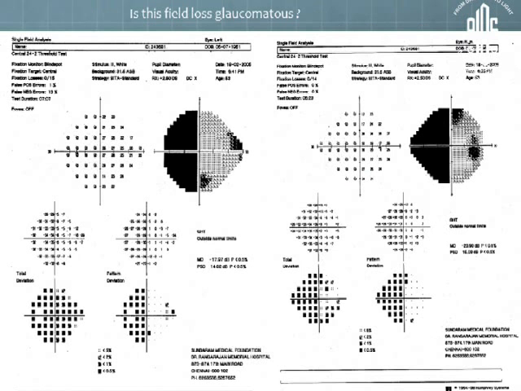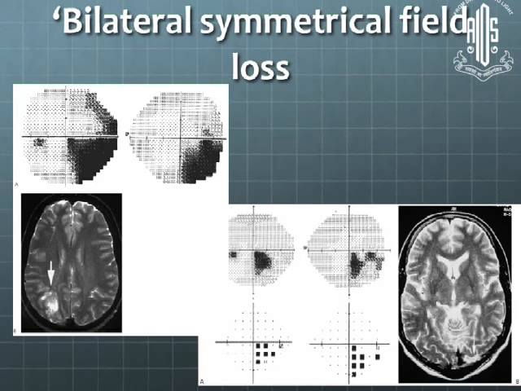Then of course if you have a field defect like this, a very classic hemianopic pattern, you're obviously not thinking of glaucoma. But if you have bilateral symmetrical field loss and you individually look at fields like this and you may suspect it is glaucoma, you put the fields side by side, and you correlate and look at the patient's symptoms, you should not miss a neurological problem if you have bilateral symmetrical field loss not looking exactly like hemianopia. These are things which you should not miss.